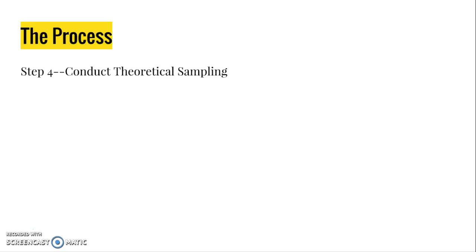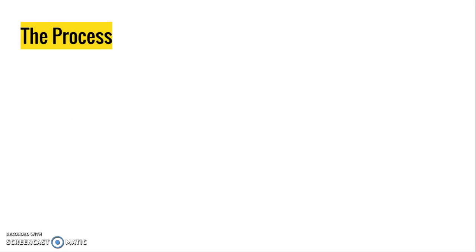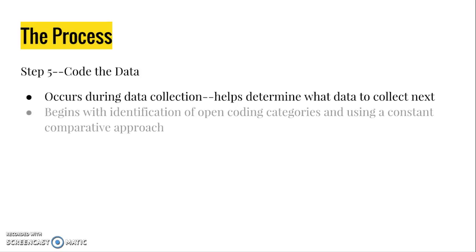Step 4 is then to conduct your theoretical sampling. And collecting data is going to help you really develop your theory. And then you also will probably have to rely on interviews to best capture that experience as well. Step 5 is to code the data. So that's organizing your data, putting it into groups to better organize it and help you later when going back to actually write your research.